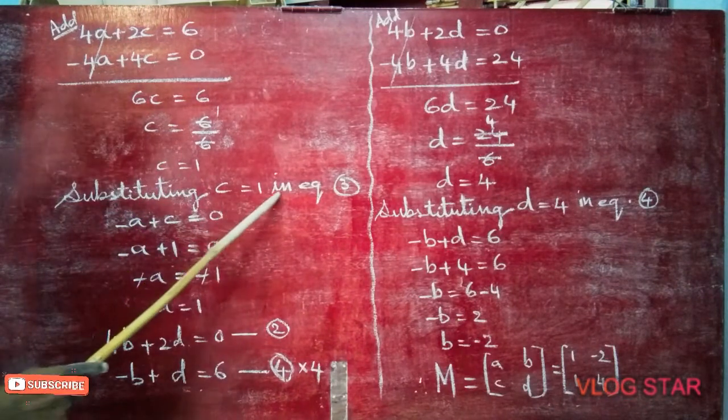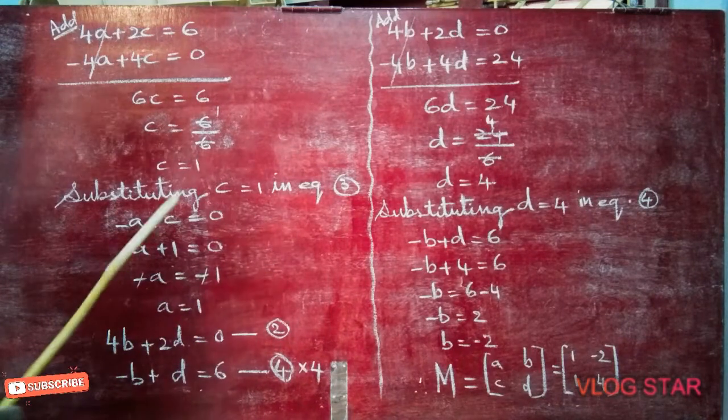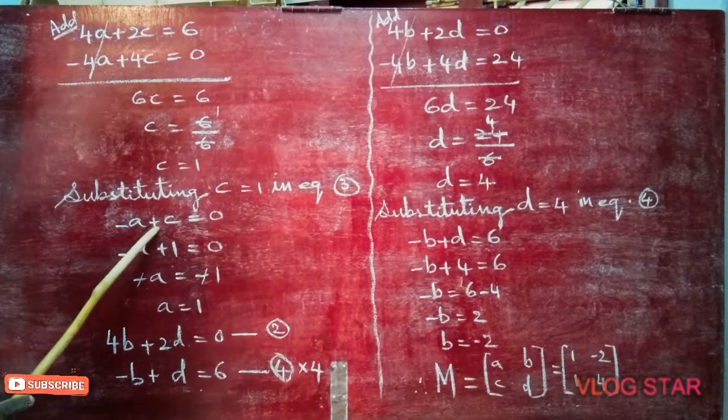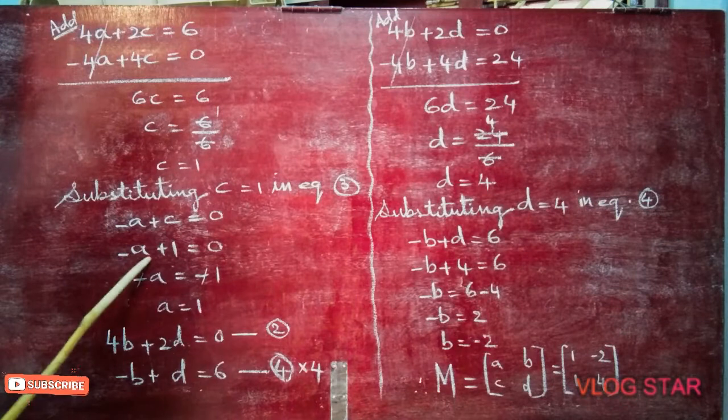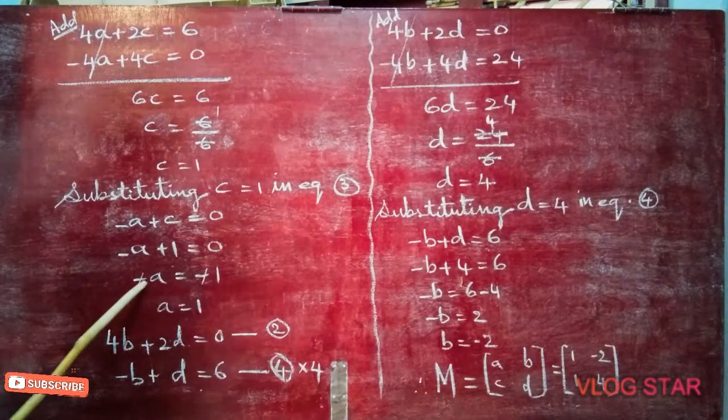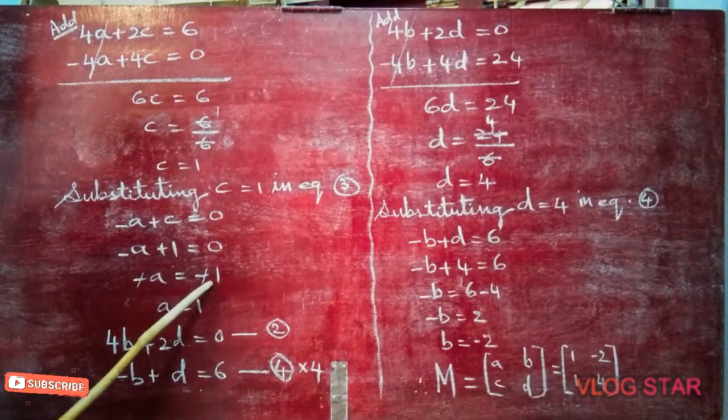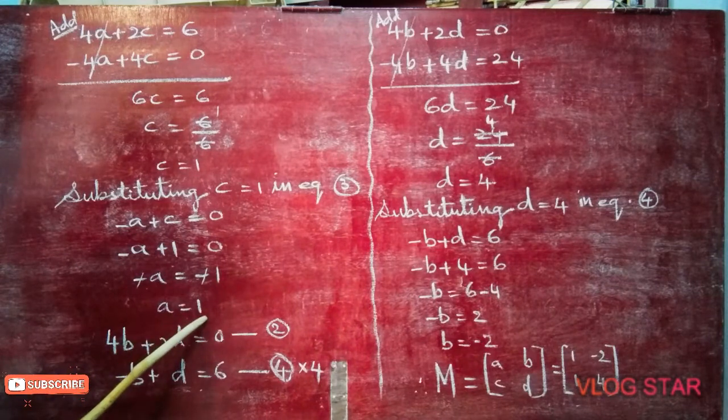Substituting C is equal to 1 in equation 3. What is equation 3? Minus A plus C is equal to 0. Minus A plus 1 is equal to 0. So minus A plus 1 goes that side, minus 1. So A is equal to 1.